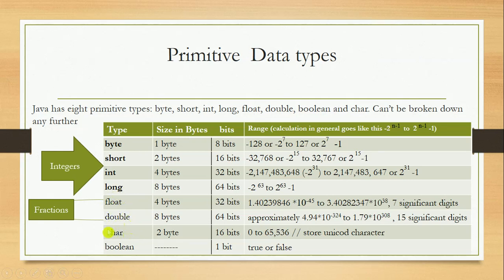When we have characters like letter A, letter B, letter C, then we'll store it in char. It consumes about 2 bytes, which means 16 bits. And the maximum value that we can store in char is about 65,000, and the minimum value is 0. And Boolean, it stores true and false values. It only consumes 1 byte of memory.